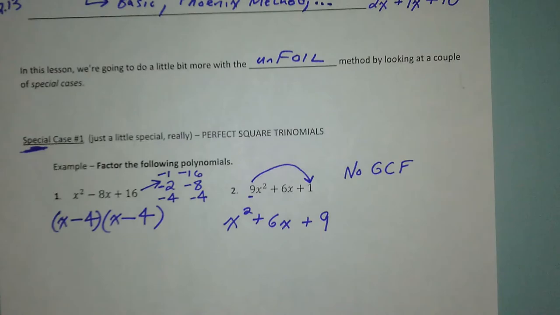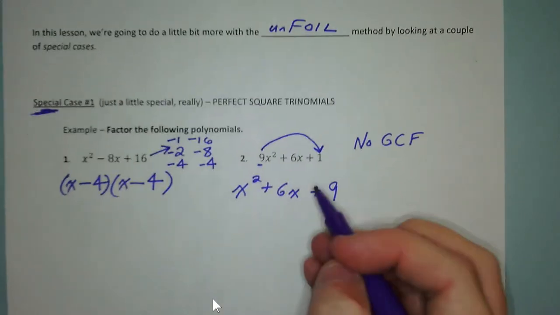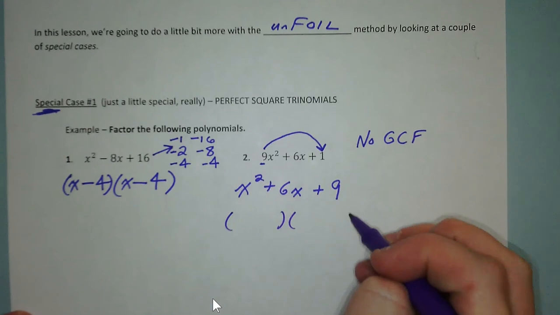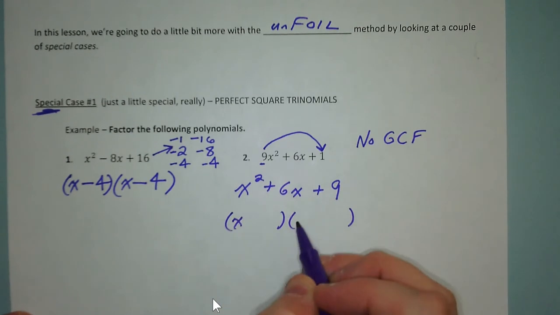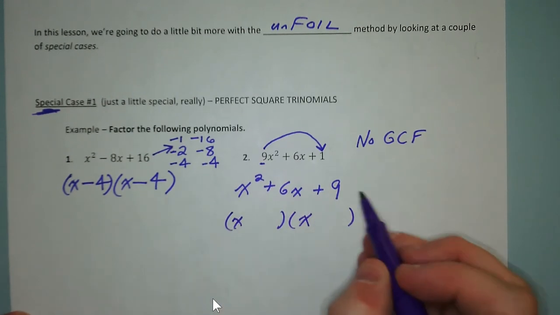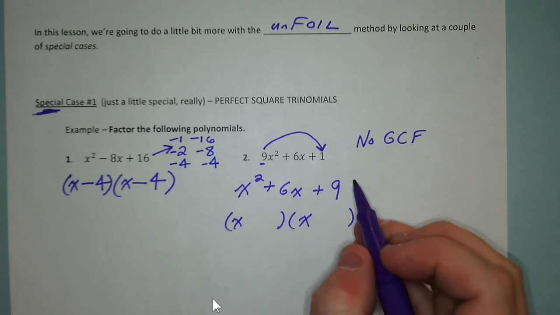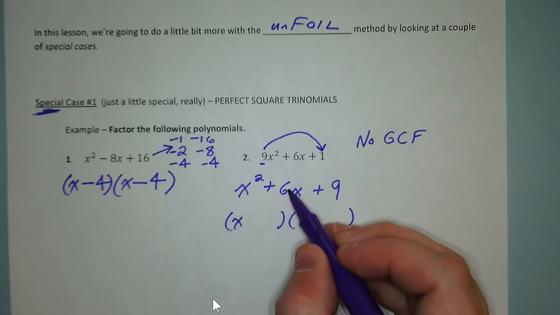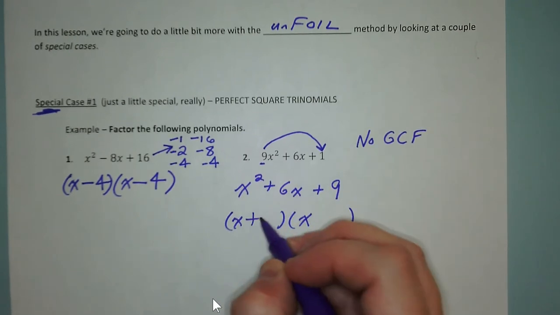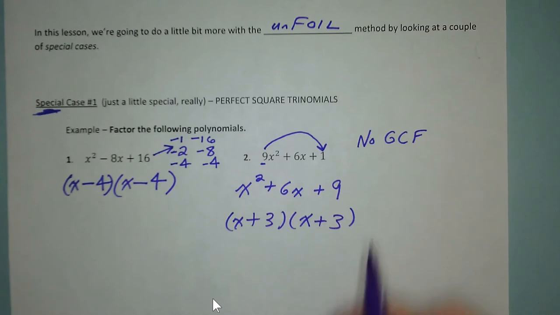All right, so the Phoenix method continues. Now we just look to unfoil it the basic way, because now we just have x and x for x squared. And the two numbers that multiply to make 9, but also add up to 6, are of course positive 3 and positive 3. So that's the next step in the Phoenix method.